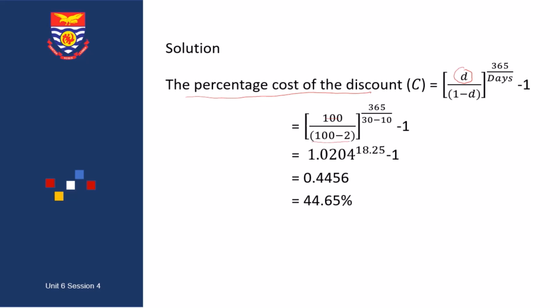So if you do your substitution, we are going to get 1.02 exponent 18.25 minus 1. So then we are getting 44.65% as the cost of the discount. All right. Our 30 was the normal credit term, and the 10 days was the discount term, and the discount is 2%. You know, 1 minus D means that 1 is 100% if you are using 2%. But if you are using 0.02, then we can use 1 here. I hope you understand. It's the same, you get the same answer. So 44.65%.